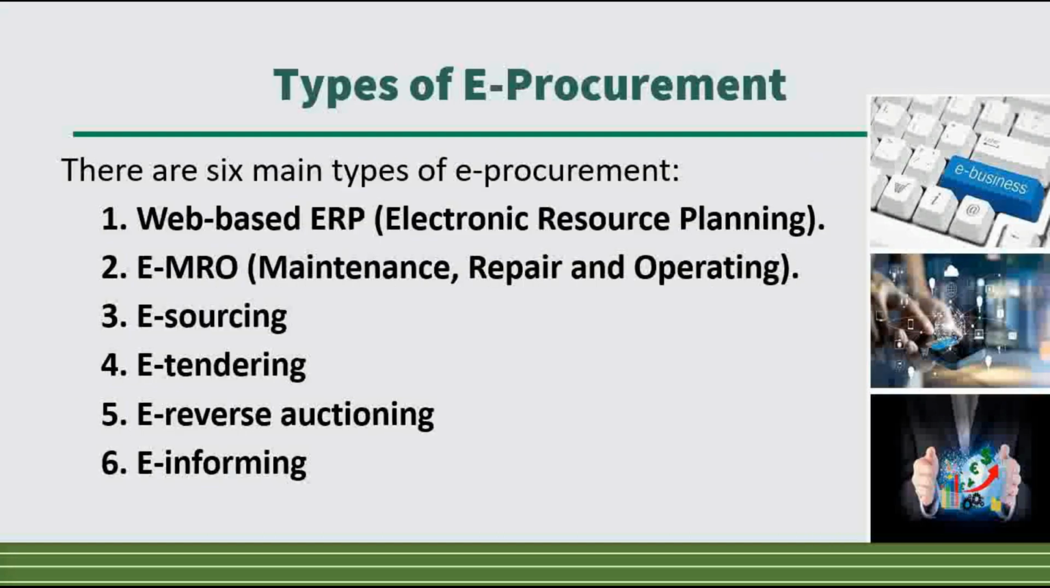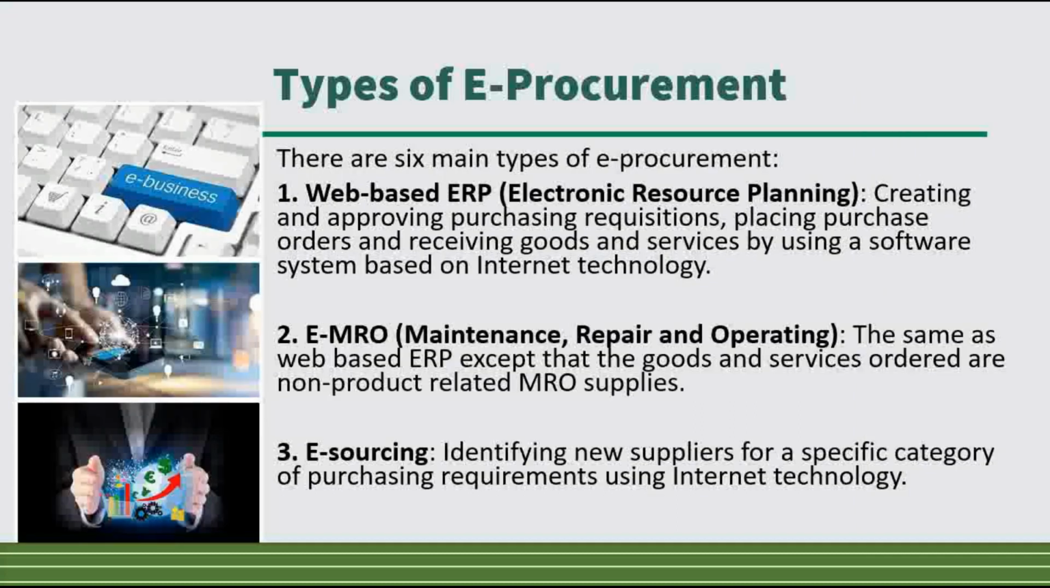Types of e-procurement. There are 6 main types of e-procurement. 1. Web-based ERP, electronic resource planning. 2. EMRO, maintenance, repair and operating. 3. E-sourcing. 4. E-tendering. 5. E-reverse auctioning. 6. E-informing. Let's explain them briefly.